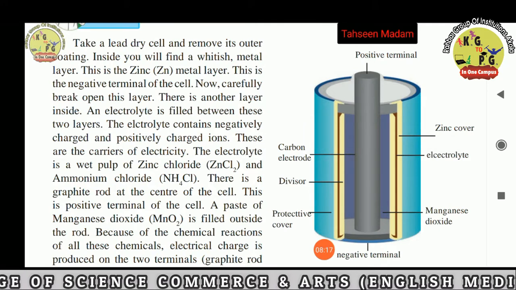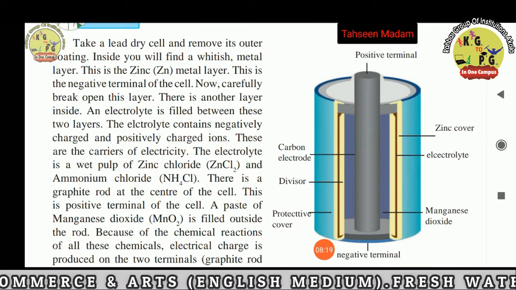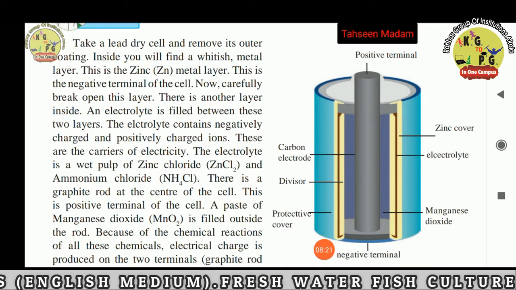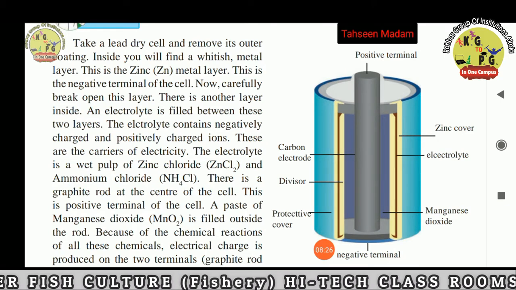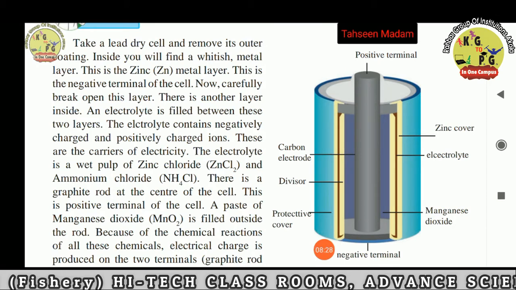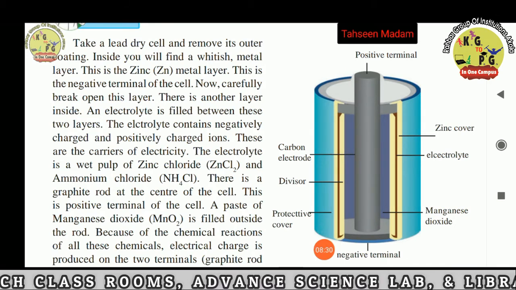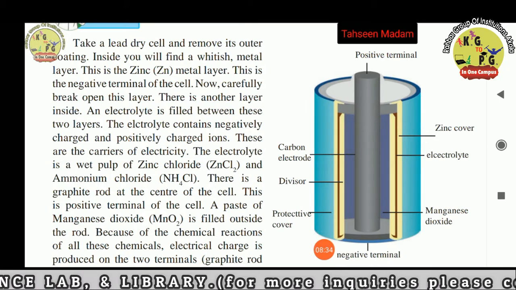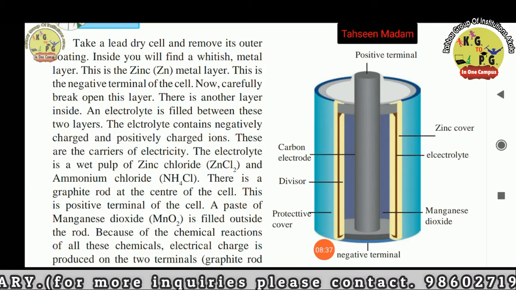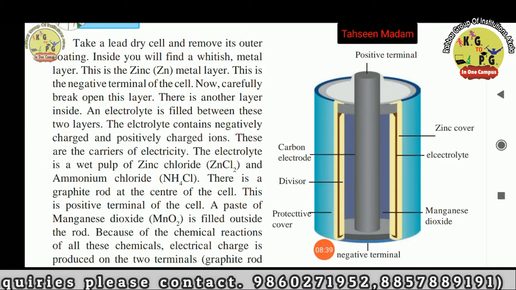Take a used dry cell and remove its outer coating. Inside you will find a whitish metal layer. This is the zinc, Zn, metal layer. This is the negative terminal of the cell. Now carefully break open its layer. There is another layer inside. An electrolyte is filled between these two layers.